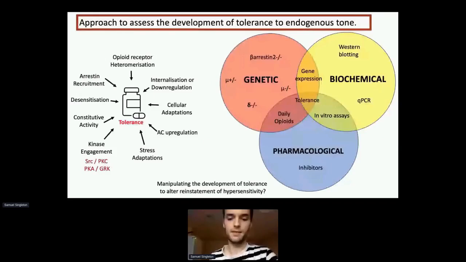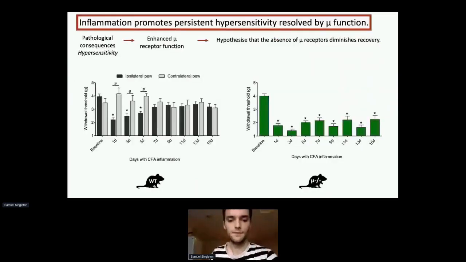There are many different theories on how tolerance develops, and this is by no means an exhaustive list. This page just summarizes that because there are so many things that influence the development of tolerance, we have a lot of techniques that we can use to manipulate it, including genetic, biochemical, and pharmacological approaches. With these approaches in mind, we attempted to alter the reinstatement of hypersensitivity by manipulating the development of tolerance and mu receptor function.